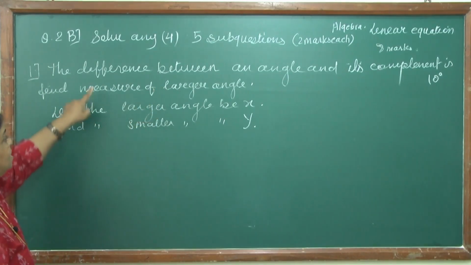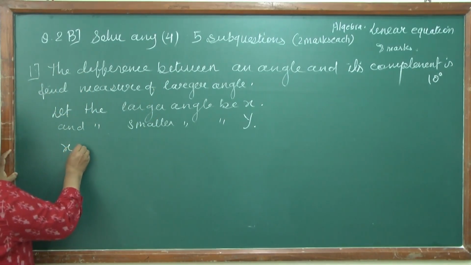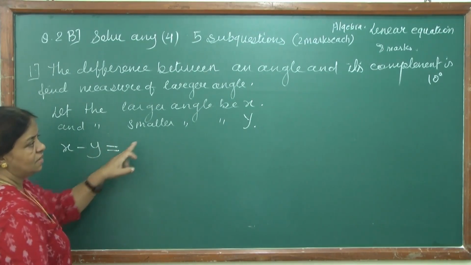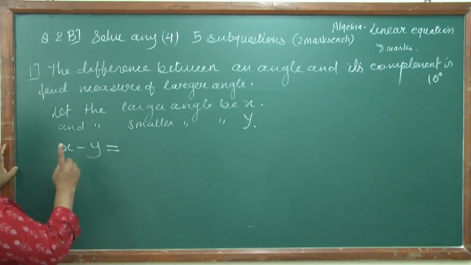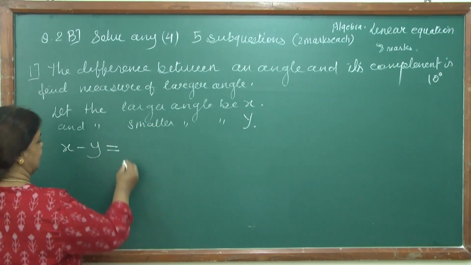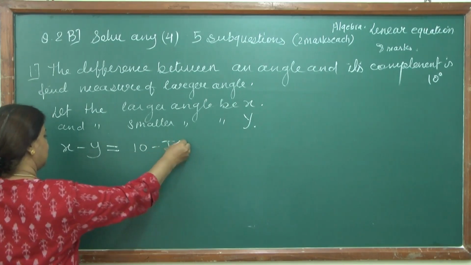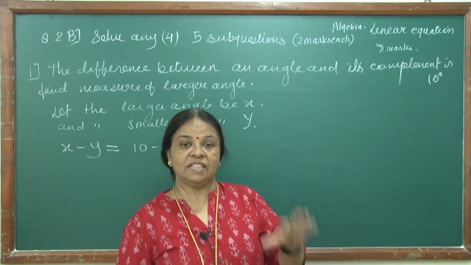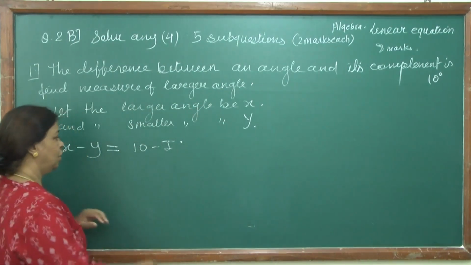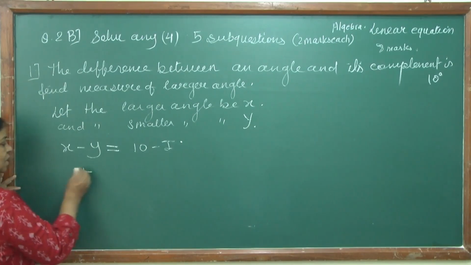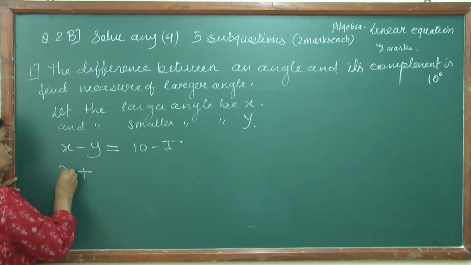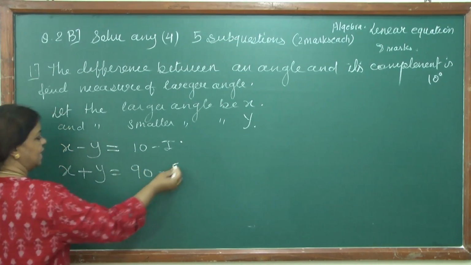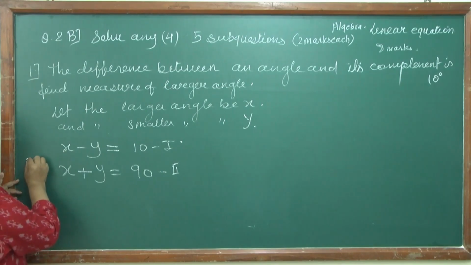What is given? Difference. Difference means minus. So x minus y is equal to 10. Difference between an angle and its complement is 10. So this is my first equation. And if 2 angles are complementary, that means their sum is equal to 90 degree. This is one angle, this is another angle, so the sum of them is 90 degree. This is your second condition.